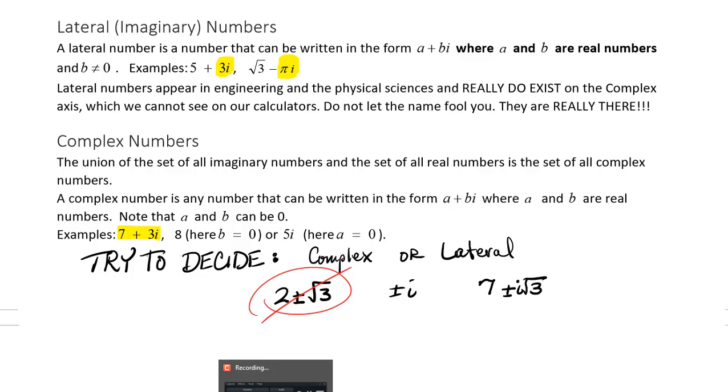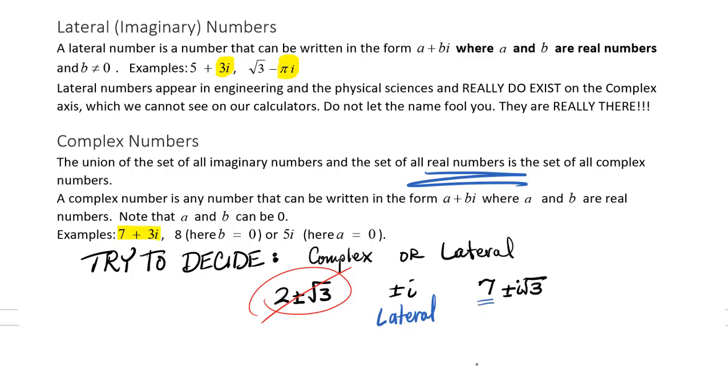Now let's look at plus or minus i. Plus or minus i is an imaginary number, because it doesn't have that additional real number combined with it. And then lastly, we have 7 plus or minus i root 3. This has both a real number, 7, and an imaginary number combined together with either plus or minus in between. So this is a complex number.